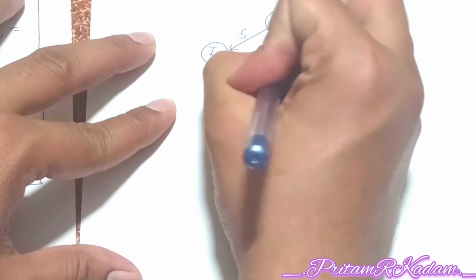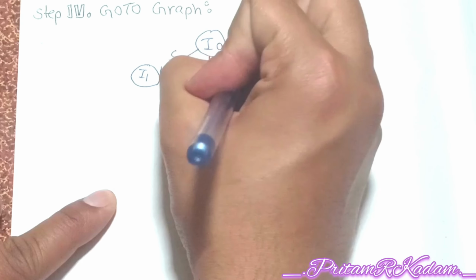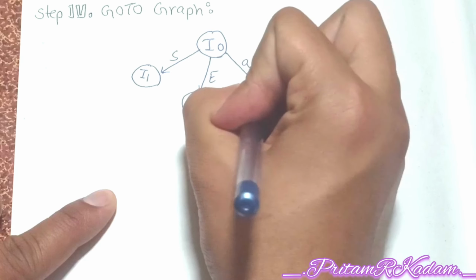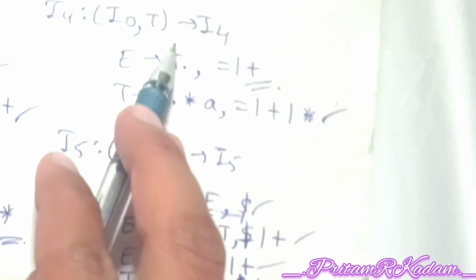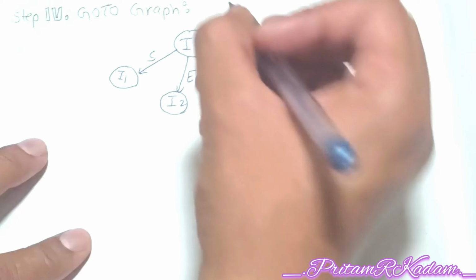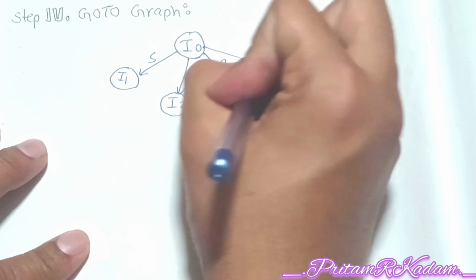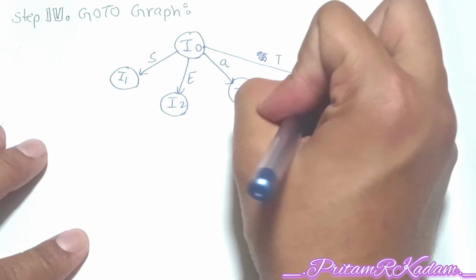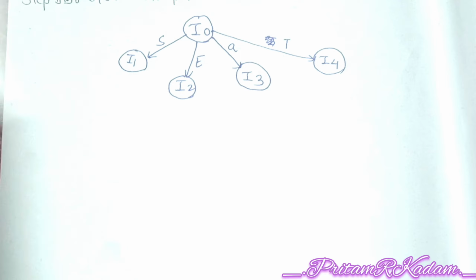Then I2 was got when we passed E. So E and I2. Then for I3 I have small a. So I will have the destination as I3 and small a on top of the arrow. Now let us proceed to the next state. We got I4 when we passed T on I0. So source I0, destination I4, and T on top of the arrow. So let us write it as I4.